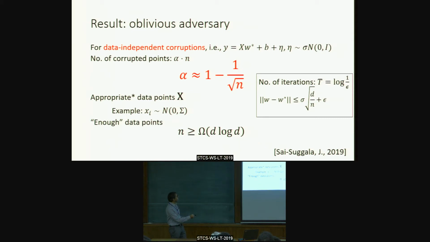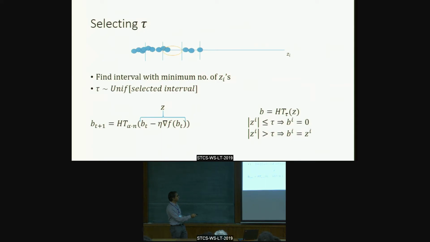So as I showed earlier, tau will be dependent on the z vector itself. You take your z vector, you form some sub intervals of your z vector, and then whatever interval has the smallest number of elements, you will select tau uniformly at random in that interval. So it requires much more work.